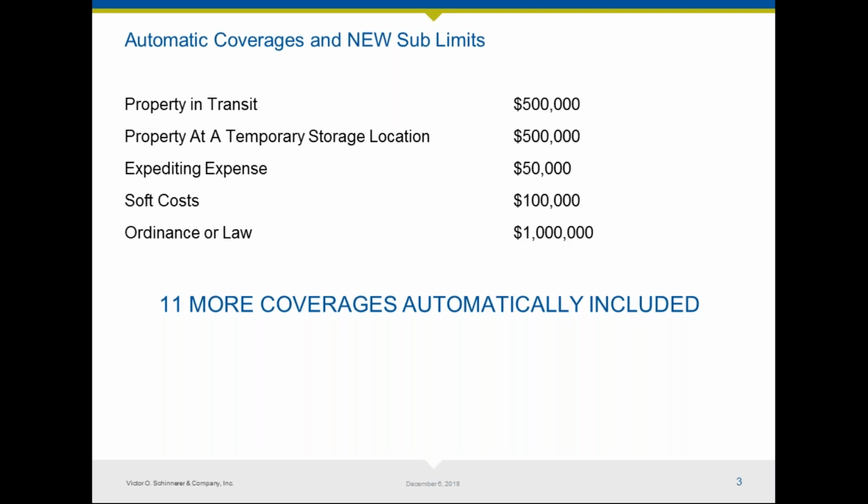Expediting expense, another thing that we automatically include in our form, $50,000. Because of a claim, in order to mitigate the size of the claim, you have to hire people, you have to pay overtime. So you have to pay more to reduce the claim. You would be reimbursed for that under our form.